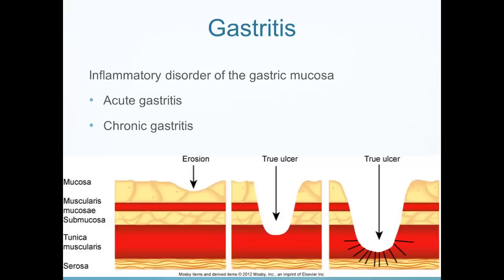Well, let's take a look at some of our other GI problems now. I'm coming up with gastritis. Gastritis is an inflammation that occurs of the inside lining of the stomach. It can be termed as either acute gastritis or chronic gastritis, but we have an inflammation of the gastric mucosa.